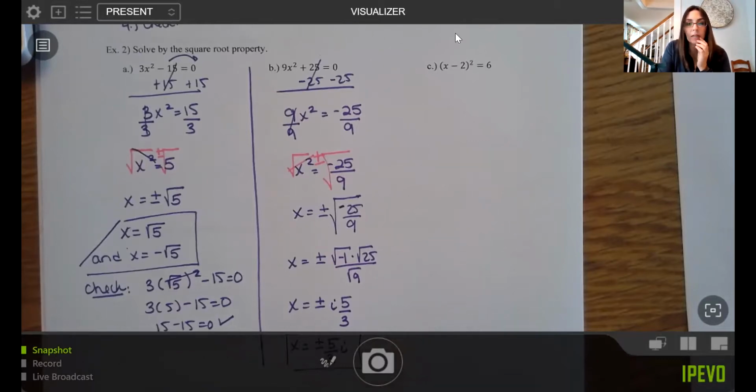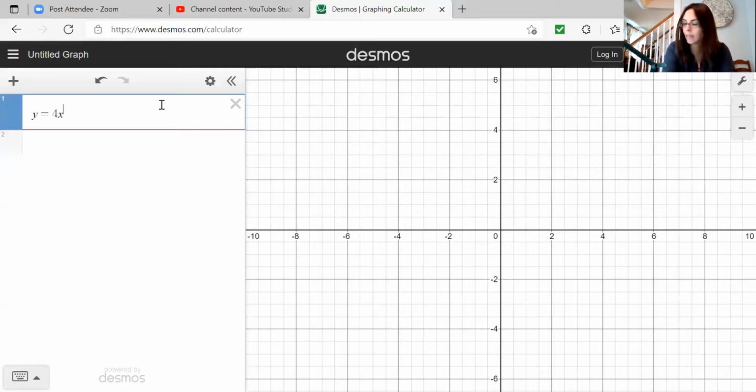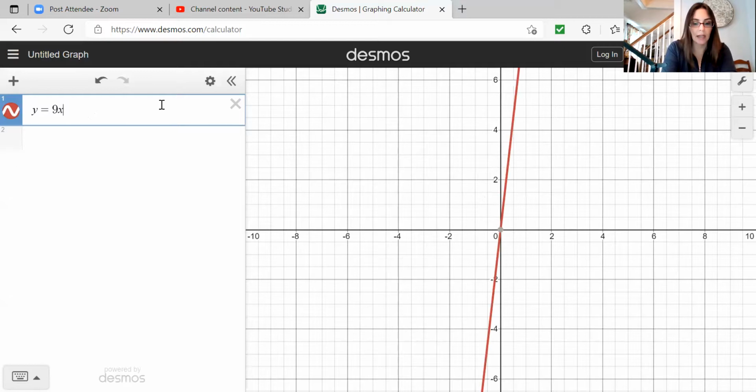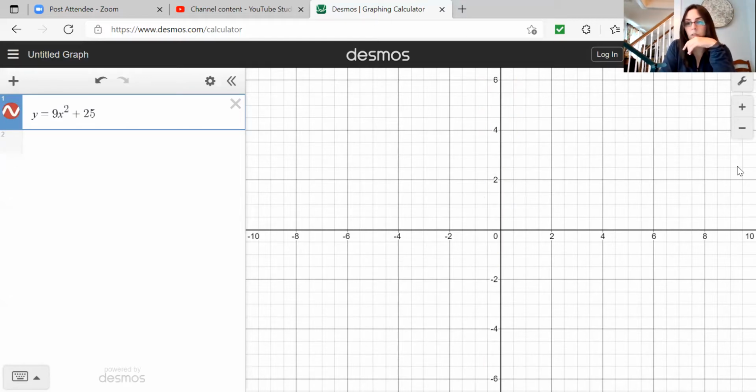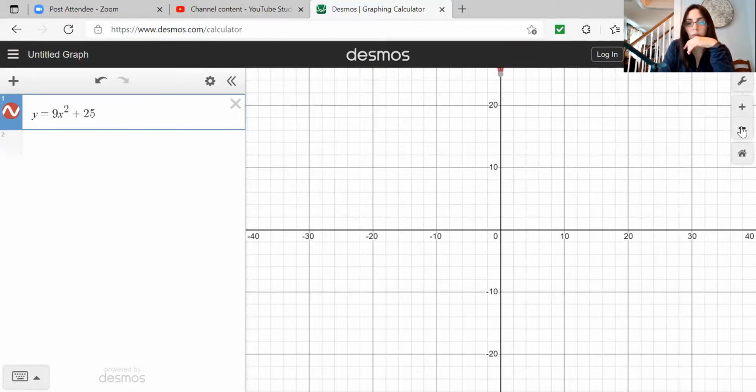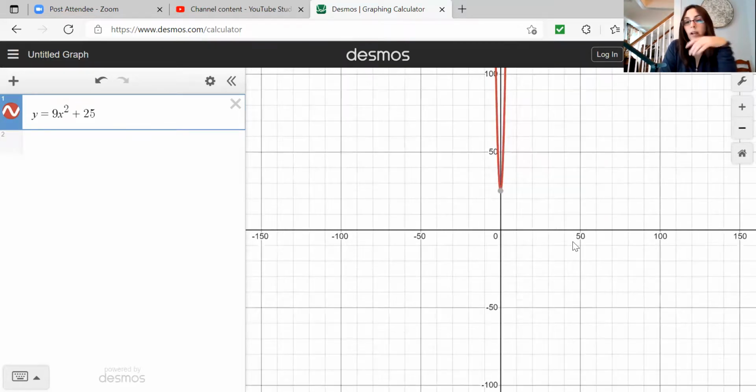All right, so let's see. I'm going to do new share. Go back here. So if I plug in that one, and again, it's in standard form already, so I'm just using the 9x squared plus 25. I'm going to zoom out a bit here so we can see the graph. And you can see there that there are no x-intercepts. So you still have solutions, but they're imaginary. So on the graph, we're not going to see them as x-intercepts.